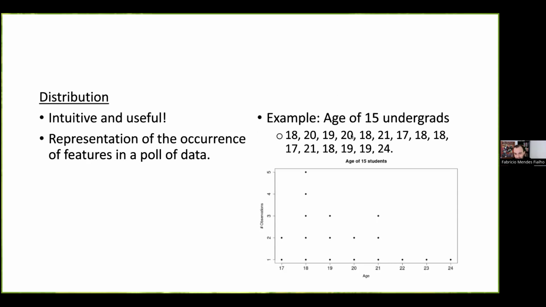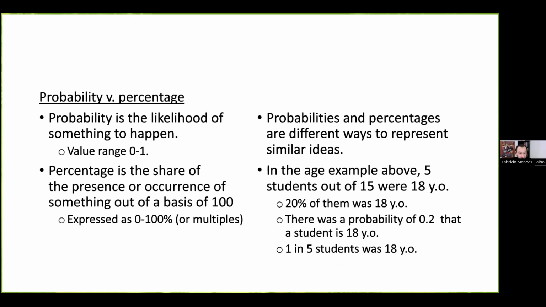We can see, if you count these numbers here, that 5 students declared to be 18 years old, and this is the most common value in that group of students, and only one student reported to be 22, one to be 23, and one to be 24 years old, right?